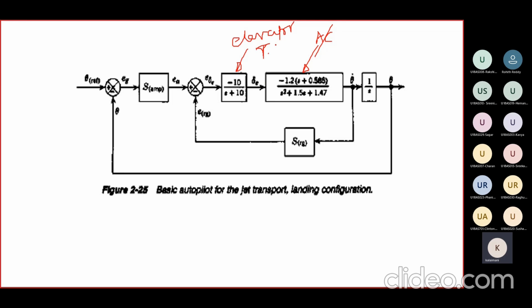Elevator transfer function. So in this case, we will put the velocity rate feedback. We will discuss what is essential for velocity rate feedback. That is called the rate gyro sensitivity. This K is called the rate gyro sensitivity.